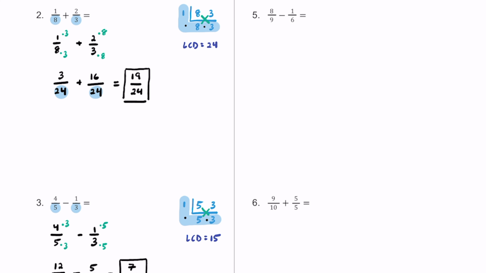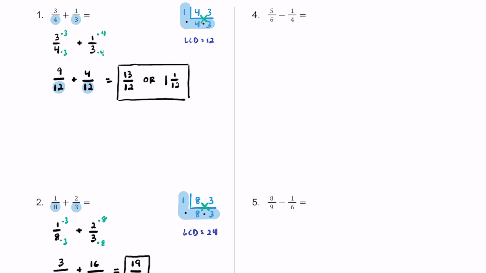For number 4, let's see what fractions we have here. Okay, we have 5/6 and we have 1/4. In the first few examples, if you just multiplied the denominators together, you happened to get the LCD, but that's only because the denominators were relatively prime. So please be careful on this example. For number 4, we have the numbers 6 and 4, right? 6 and 4 are not relatively prime. So if you just multiplied 6 times 4 together, that's not the LCD.